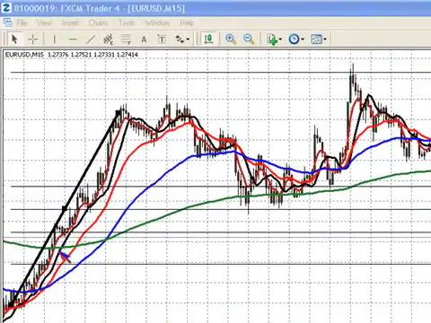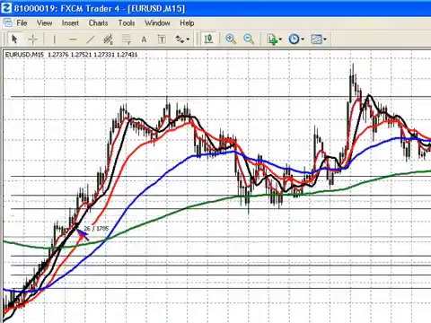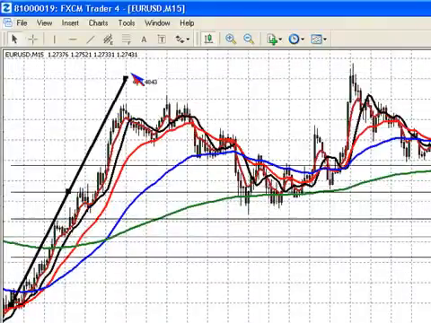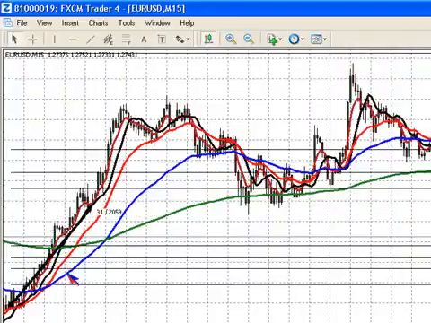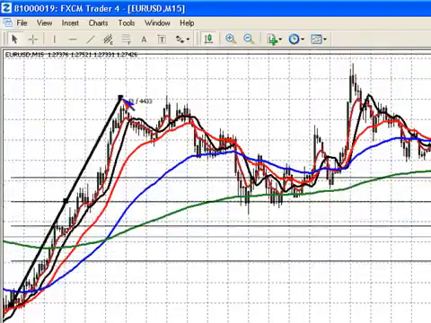As you can see, I've used Fibonacci here. Let me show you the study I'm using on the platform. What you do is measure swing highs and swing lows with this tool.